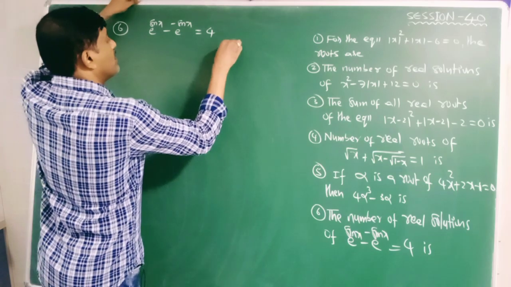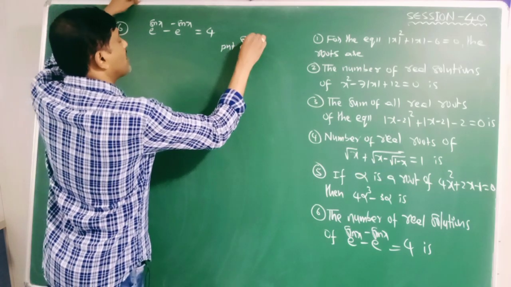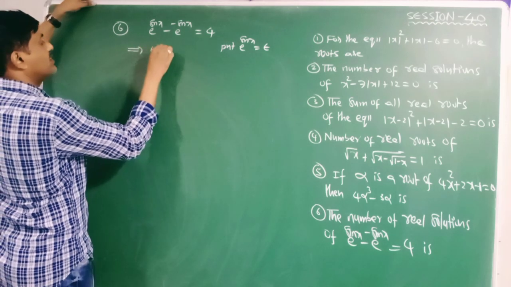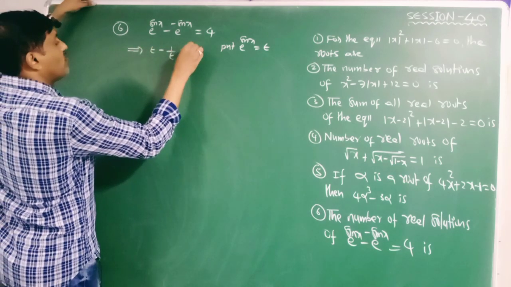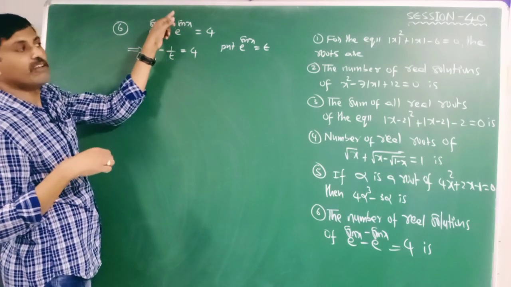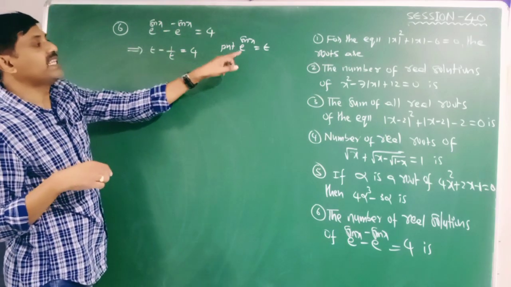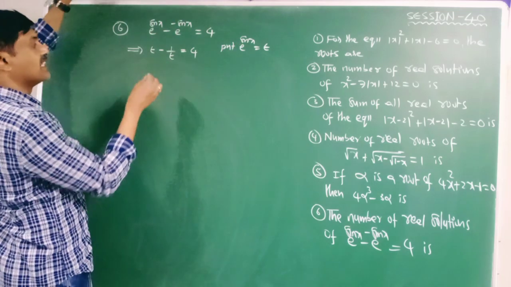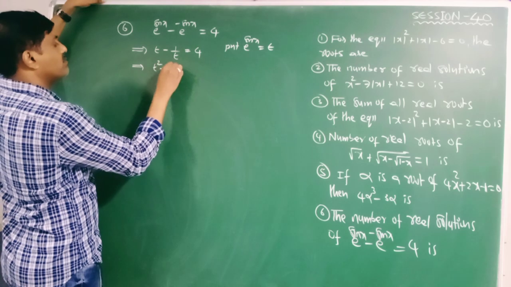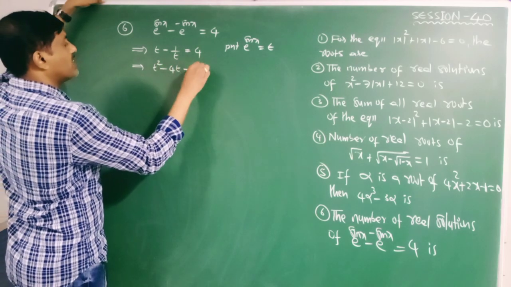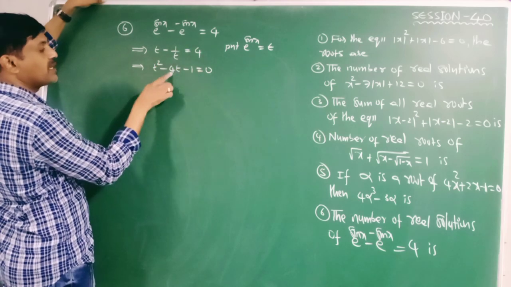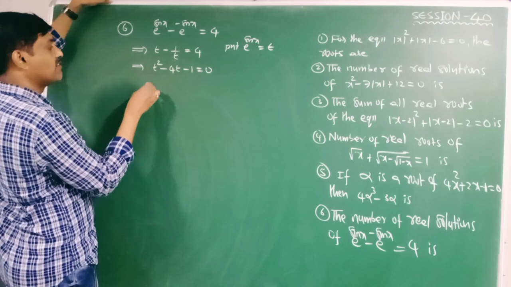Put e power sin x is equal to t. That implies t minus 1 by t is equal to 4, because e power minus sin x will become 1 by e power sin x, and e power sin x is t. Take LCM: t square minus 1 by t is equal to 4, so t square minus 4t minus 1 is equal to 0. Bring 4t to this side, t square minus 4t minus 1 is equal to 0.